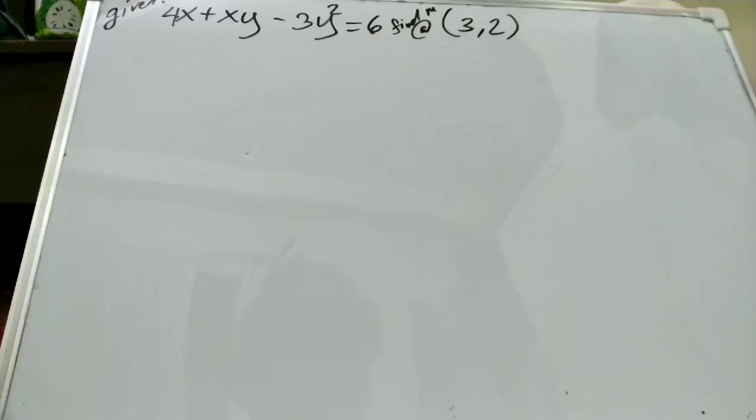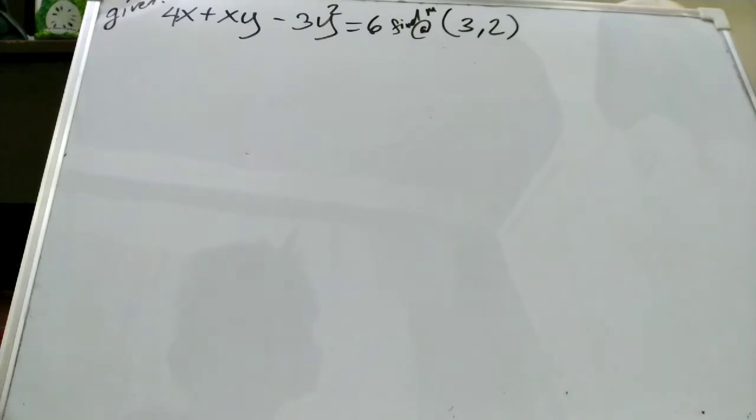In this problem, you are given 4x plus xy minus 3y squared equals 6. It is an equation, but it is not of the form f of x. Now, you are tasked to find the slope at (3, 2). From your module, you would have known that in finding the slope, you must first find the first derivative.